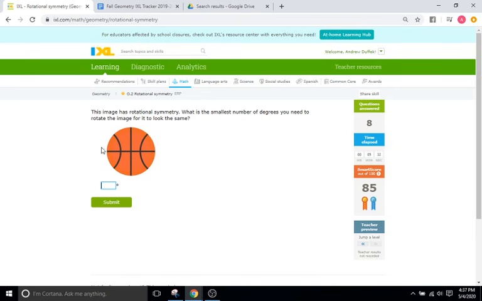Okay. Let's see. What is the smallest number of degrees? Okay. Well, remember, not the shape, but the lines. Keep in mind the lines. And so when we rotate, it's really only going to overlap on itself perfectly after a half turn. So half of 360, half of a full turn, is going to be 180 degrees.